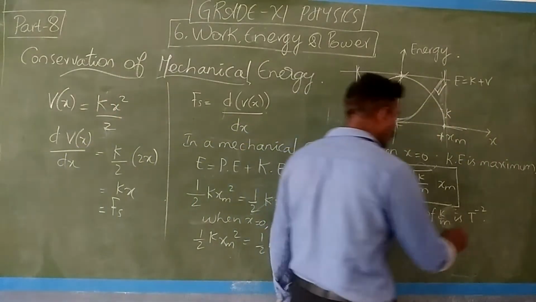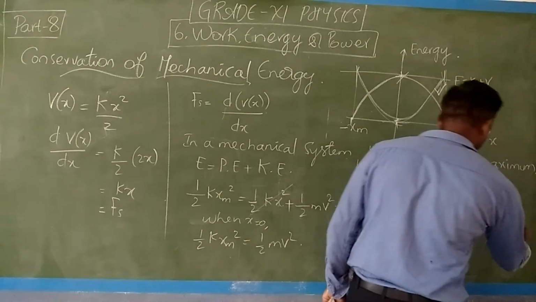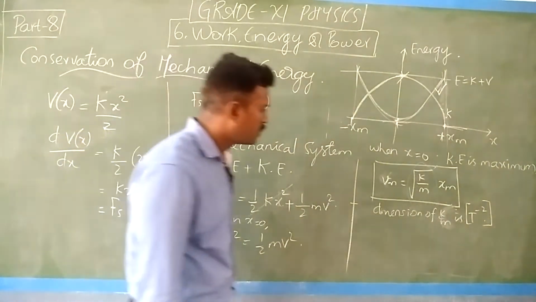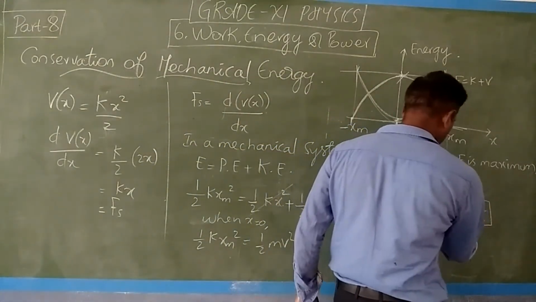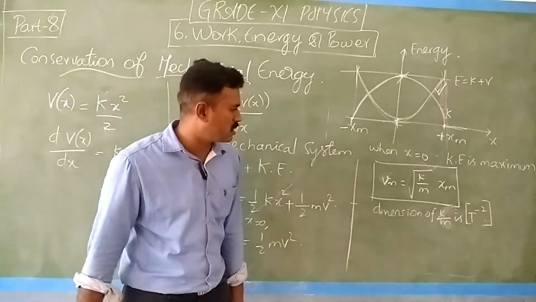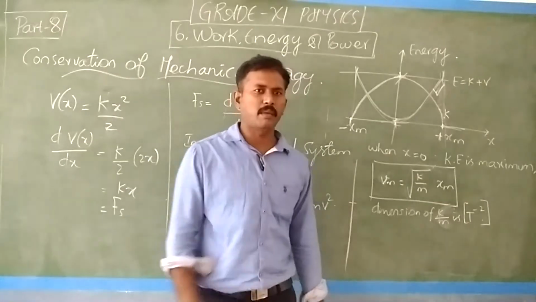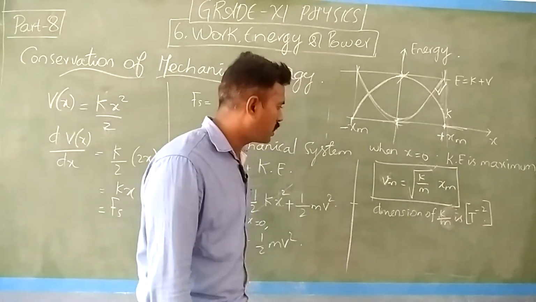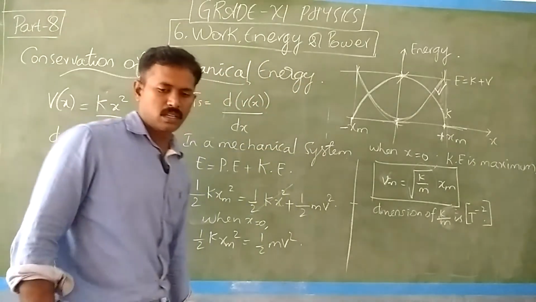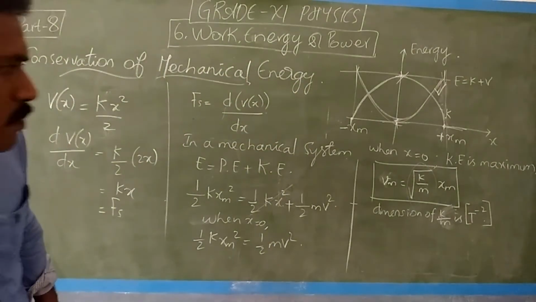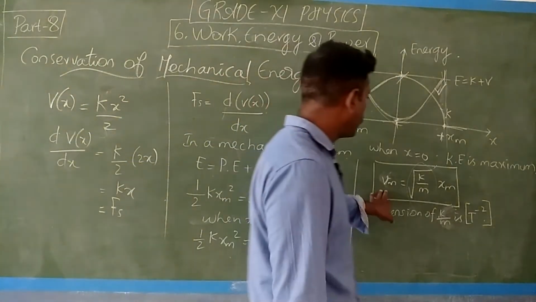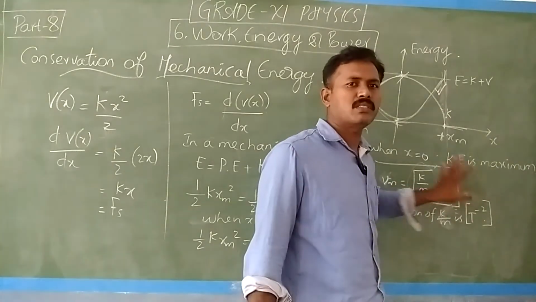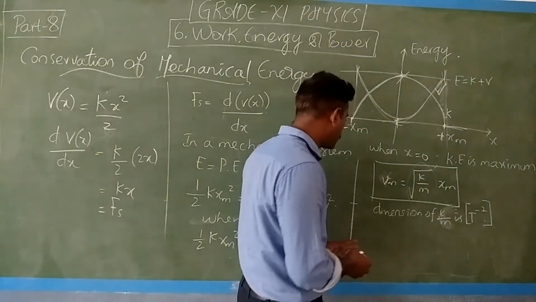I will prove how you apply this. Dimension of k by m, k is a spring constant, m is a mass. How did we get this T power minus 2? T means it is the time. Let us check. So what is the expression here? v is the velocity, x is the displacement. How are the velocity and displacement related? Let us check.